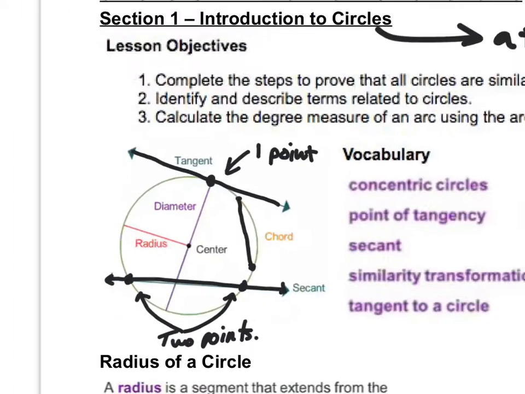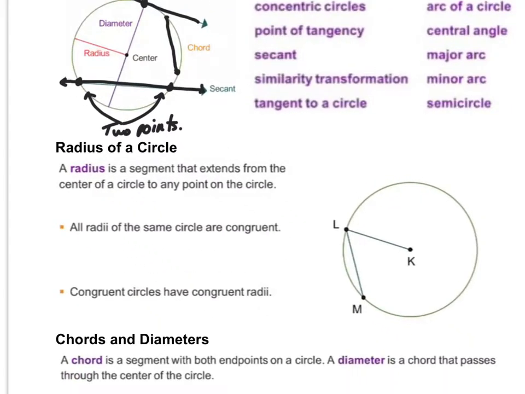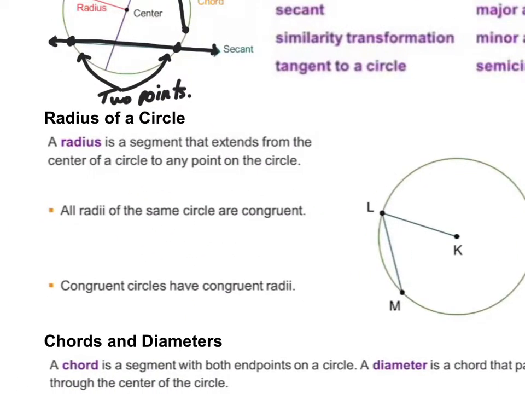So let's go through this and talk about what we have. A radius of a circle is a segment that extends from the center of a circle to any point on the circle. So in this example, line LK is my radius. If you were to talk about line LM, this would be a chord, because it doesn't go through the center. Now, it could be congruent to the radius, but that depends on what you have.